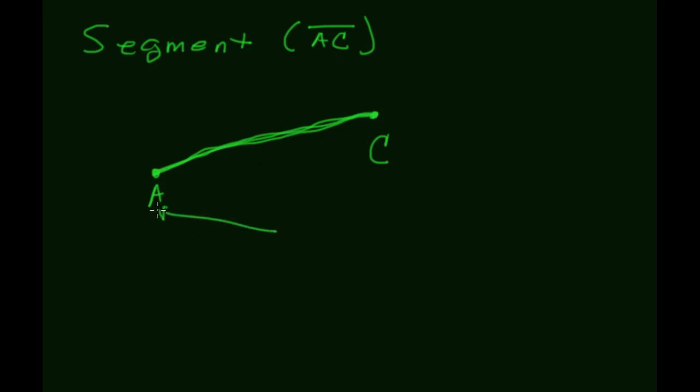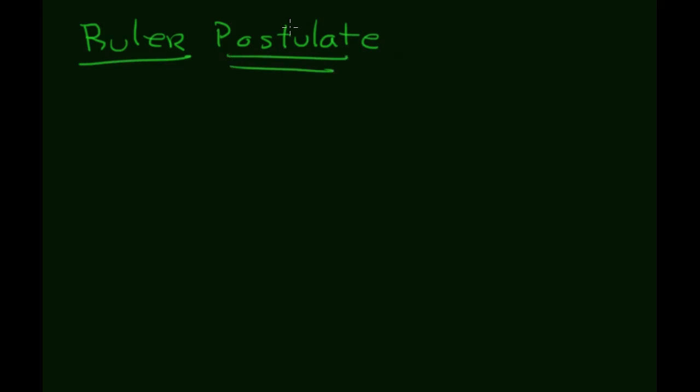We call the point A and the point C the endpoints of the segment. So they have a special name. We call them endpoints. So the next thing we need to do is start applying numbers to this. The way we go about applying numbers to a segment is through a thing called the ruler postulate. A postulate in and of itself is a statement that doesn't require proof. It's something that, when you look at it, should be fairly obvious.